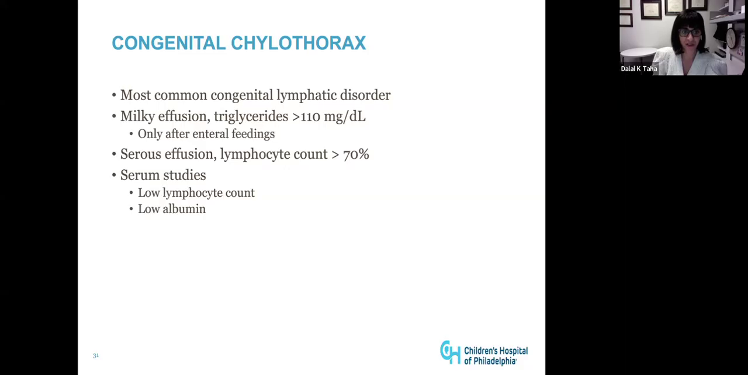So only after full fat feeds will you see high triglycerides and the milky effusion. Most often, you're going to see serous effusions or serosanguinous with a lymphocyte count greater than 70%. Also, coincidentally, you'll see the serum studies showing low lymphocyte count and low albumin, and that'll point you more in the direction of a lymph disorder.